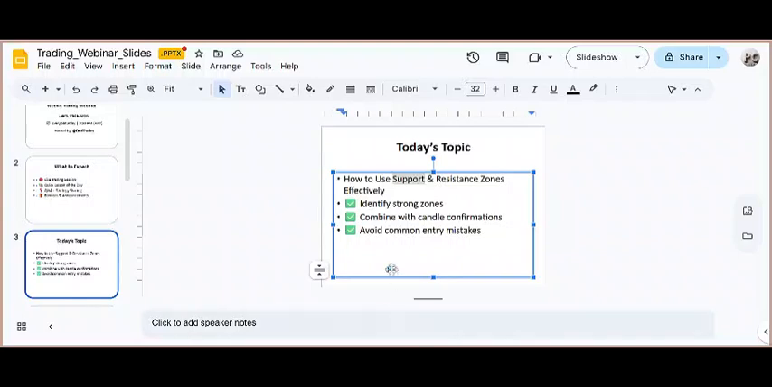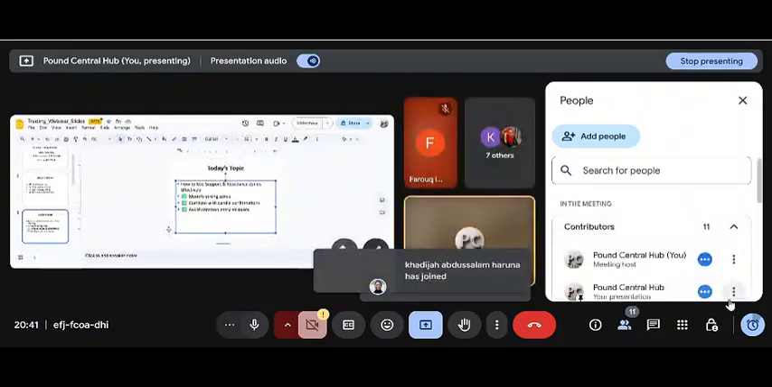All right. Now, I'll show you how to identify strong zones. Yes, sorry, just a minute. Let me let someone in.